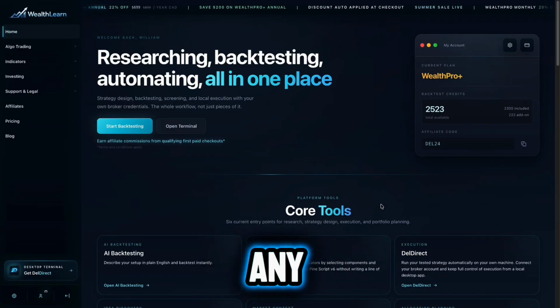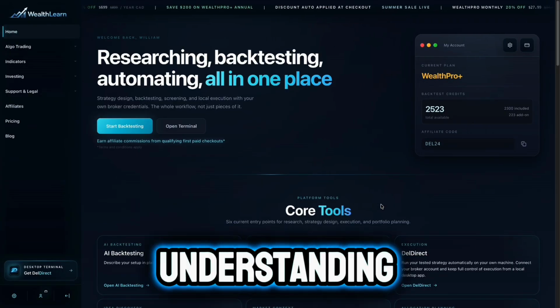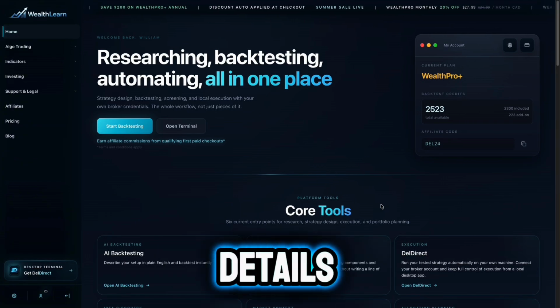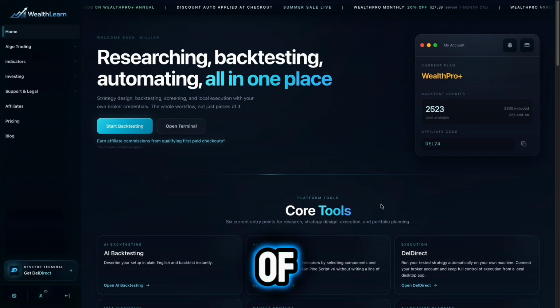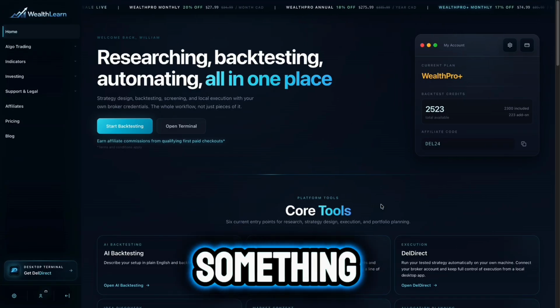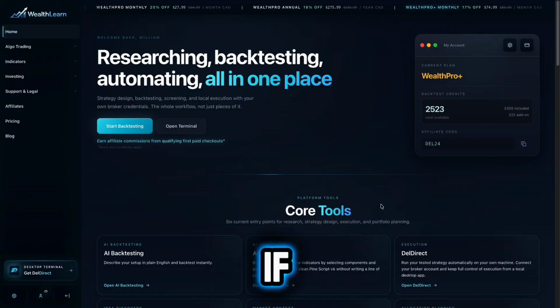Now, before we dive into any of the details, I do want to give you guys a high-level summary of how this all works, just so that you can understand that this is not a price prediction workflow, but rather something that puts probabilities in your favor if executed correctly.